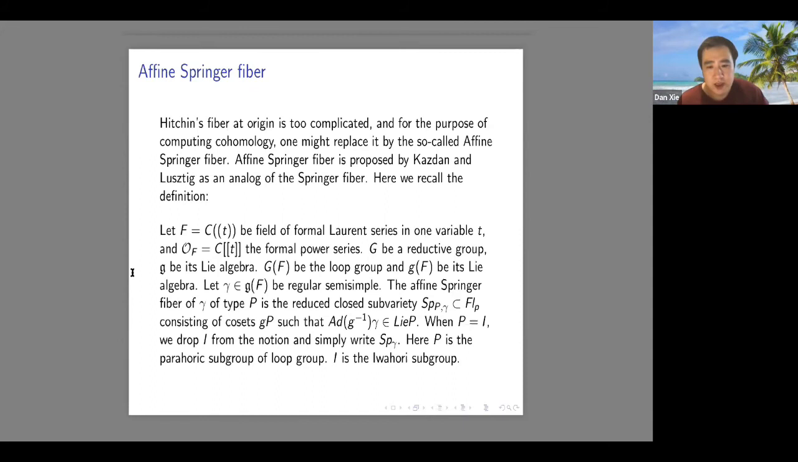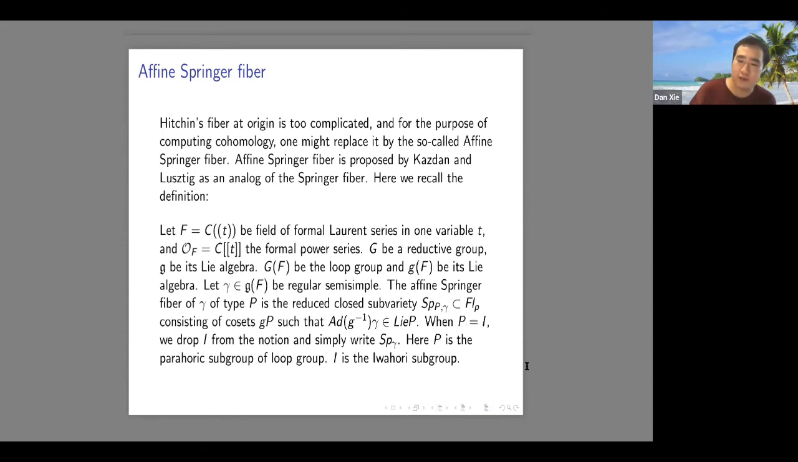Okay, so here, let gamma be a regular semisimple element of this loop algebra, then the affine Springer fiber of type P is the reduced closed subvariety inside the affine flag variety. And the definition is that the adjoint action of a generic g acting on this element should belong to the Lie algebra of a parahoric subgroup. So here P is a parahoric subgroup and I is an Iwahori subgroup.